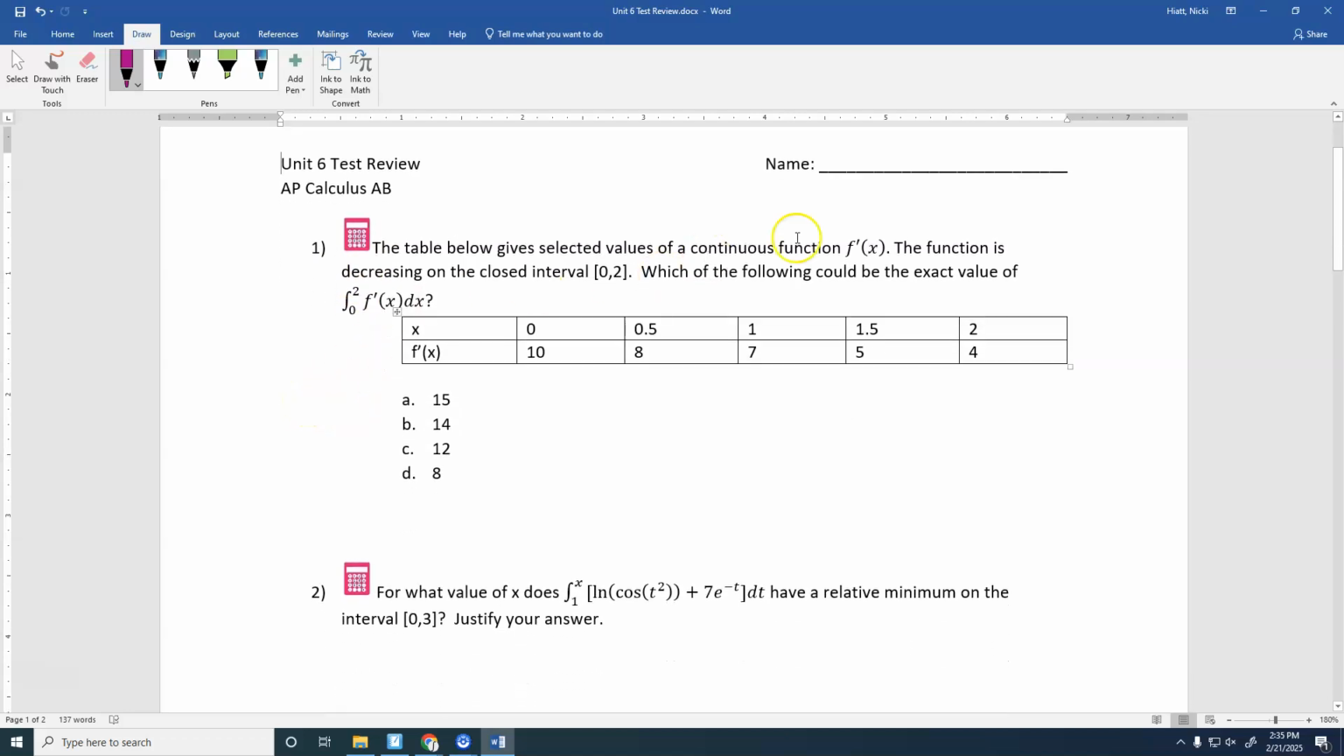Okay, the table gives selected values of a continuous function f prime. The function is decreasing on the closed interval from 0 to 2. Which of the following could be the exact value of the integral from 0 to 2 of f prime of x dx? Now, nothing about that is going to allow us to find the exact value. The only thing we can really do from a table is approximate. What do you guys think we should try?